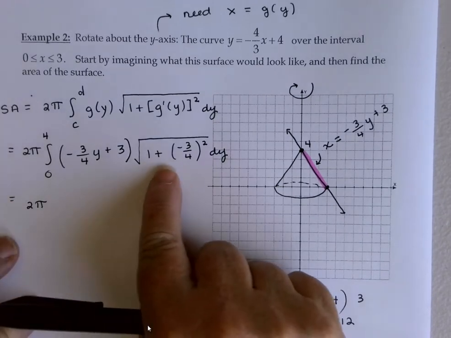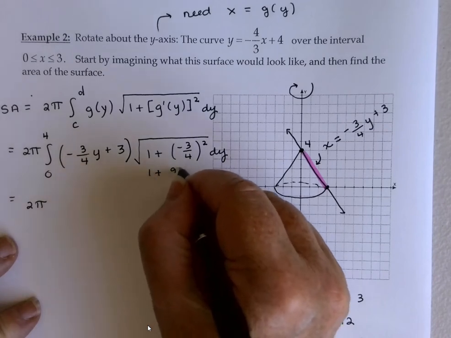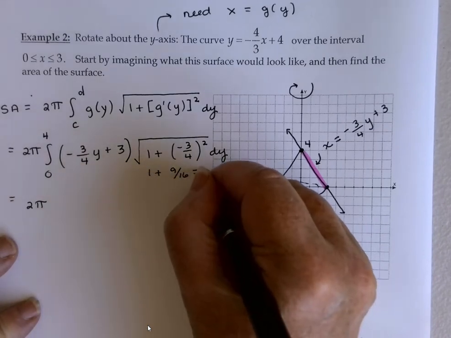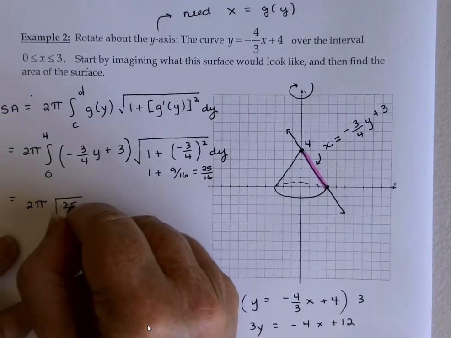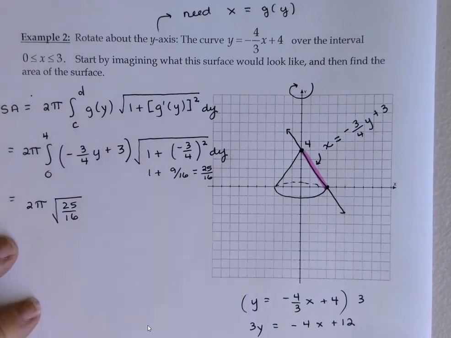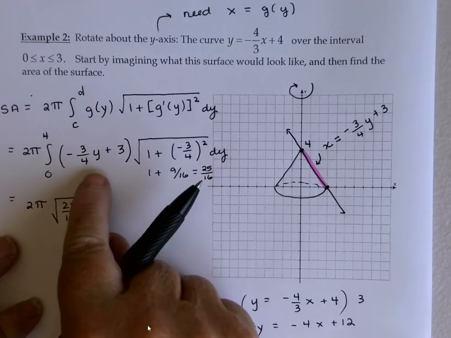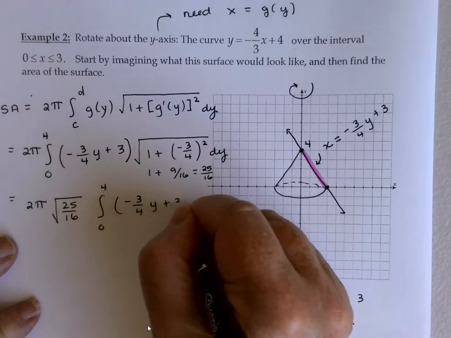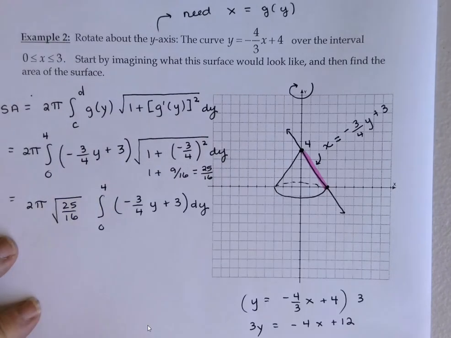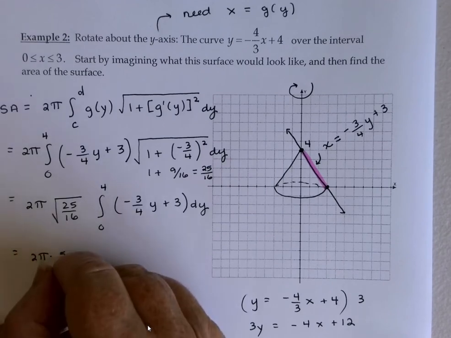Okay, this is actually just a constant, right? I could pull that constant out of my radical. That's 1 plus 9/16 or 25/16 under that radical. So I'm going to pull the square root of 25/16, which I'll simplify in my next step, right out of that radical. And then what's left in there is just that simple linear function, negative 3/4 y plus 3. The square root of 25/16 is just 5/4.